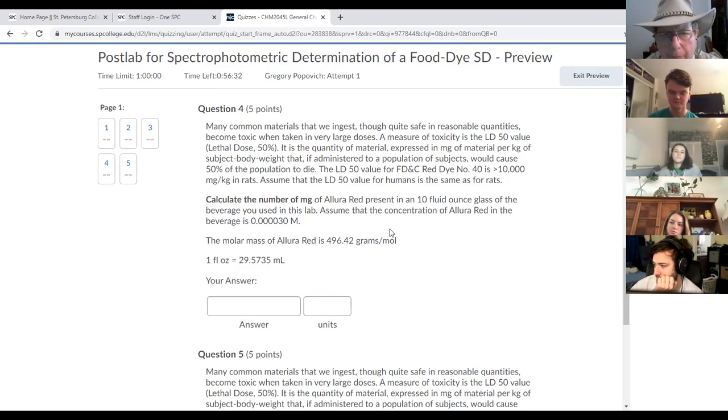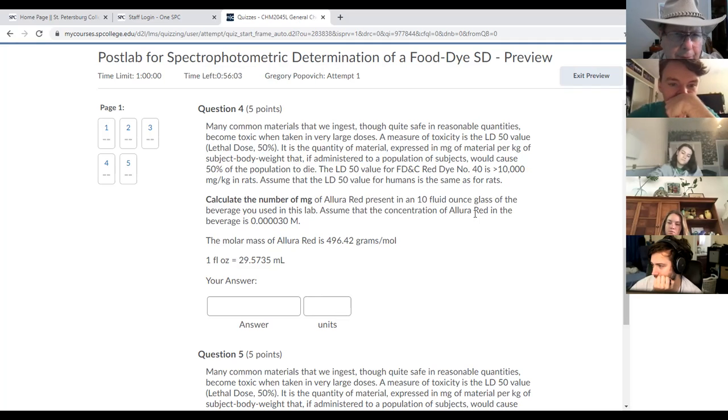Okay, what you're going to do is you've got the concentration from your lab. Now you've got the concentration. You've got to take 10 fluid ounces, turn that into liters, and multiply it by the concentration. That will give you moles.